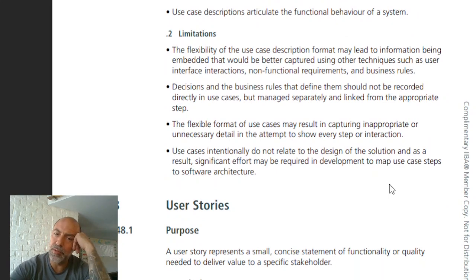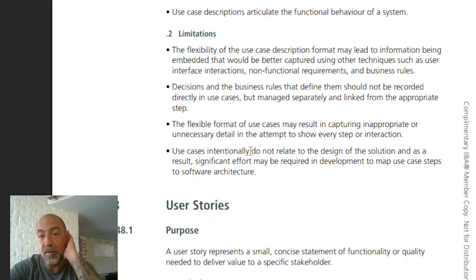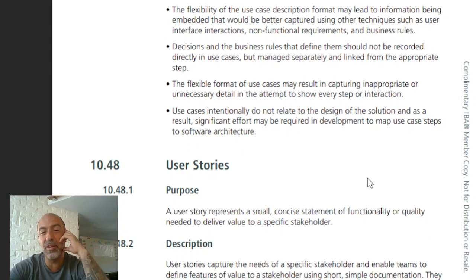The decisions and the business rules that define them should not be recorded directly in the use case, but managed separately and linked from the appropriate step. The flexible format of use cases may result in capturing inappropriate or unnecessary detail in the attempt to show every step or action. Use cases intentionally do not relate to the design of the solution, and as a result, significant effort may be required in development to map use case steps to forward architecture.